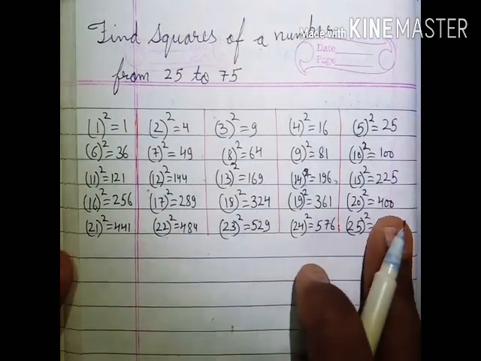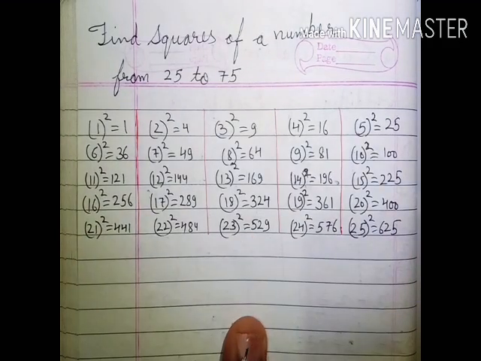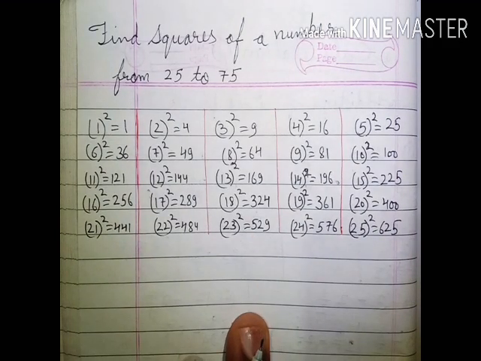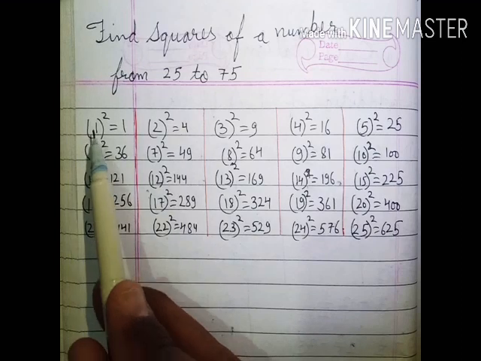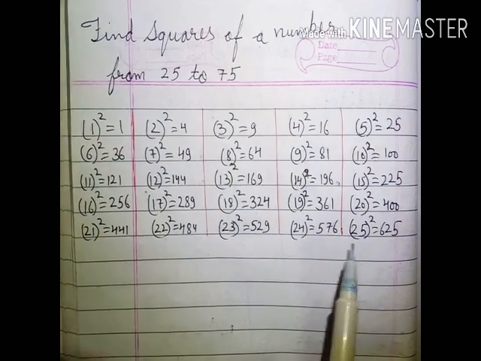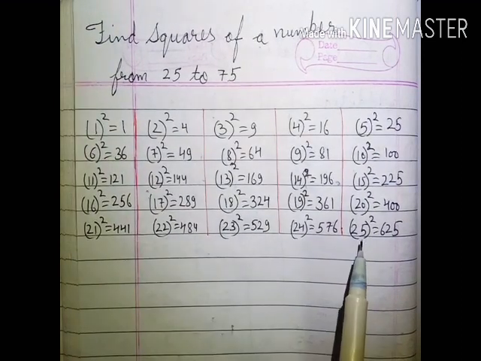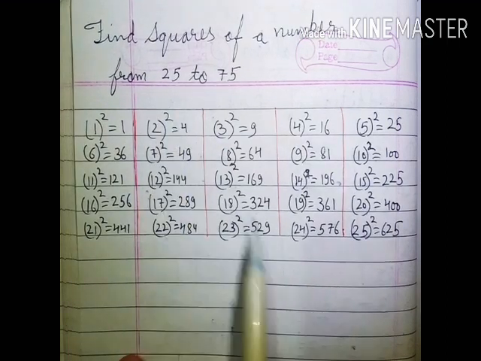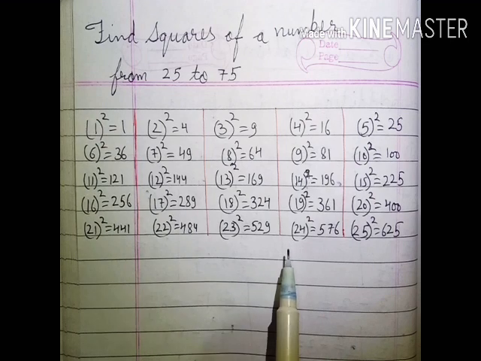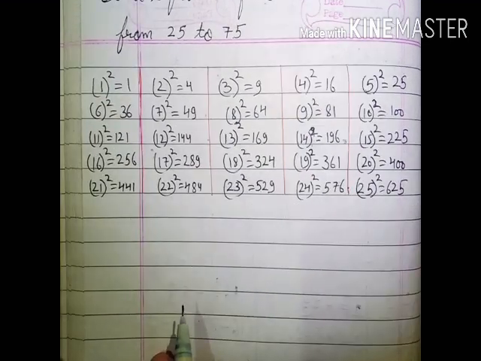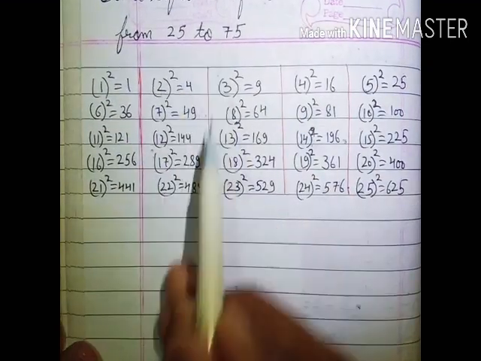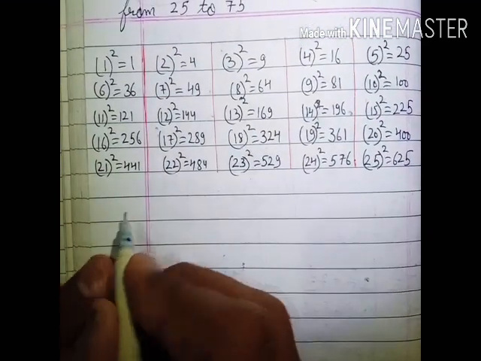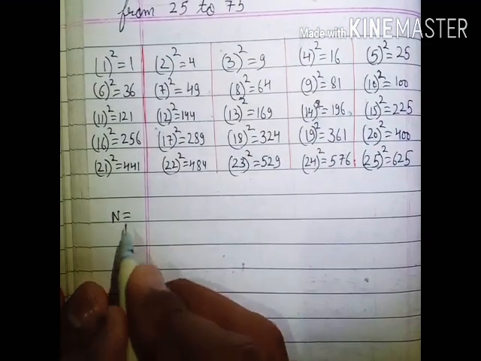To find squares from 25 to 75, you just have to learn squares from 1 to 25. If you learn squares from 1 to 25, then you will be able to find squares from 25 to 75 very easily. So let's start. To find squares from 25 to 75, we must keep one thing in mind.